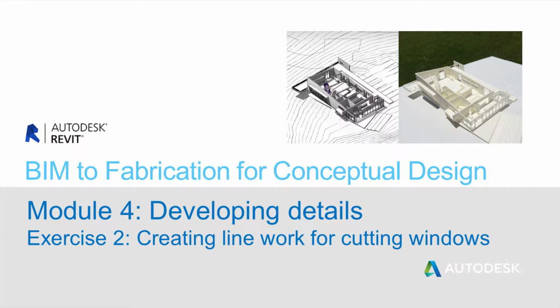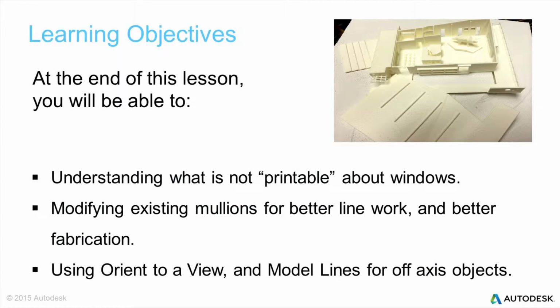So in exercise 2, creating line work for cutting windows, we'll look at the first technique that we're going to use in this video to build windows for our physical model. And that is by creating line work that we'll send to a laser cutter or a die cutter. So at the end of this lesson, we'll be able to understand what is not printable about windows, modify existing mullions for better line work and better fabrication, using orient to a view and model lines for off-axis objects.